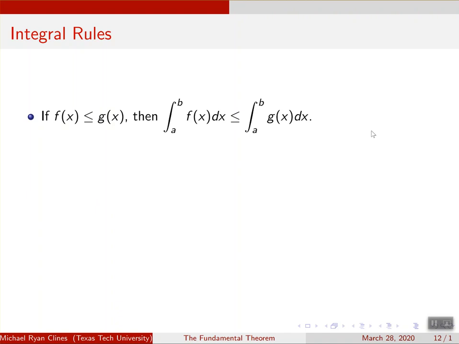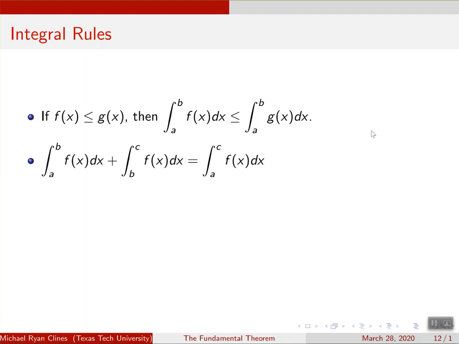Now, the next one. If we have the integral from a to b of f of x dx plus the integral from b to c of f of x dx, well, that is simply the integral from a to c of f of x dx. What this is saying is we can split up the integral into different segments. If we have an integral from a to b of f of x, but then the second integral starts at b and goes to c, we can combine the integrals to just be the farthest left endpoint to the farthest right endpoint. It's a way of combining these integrals.